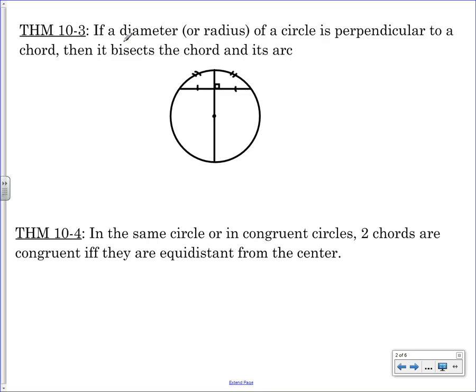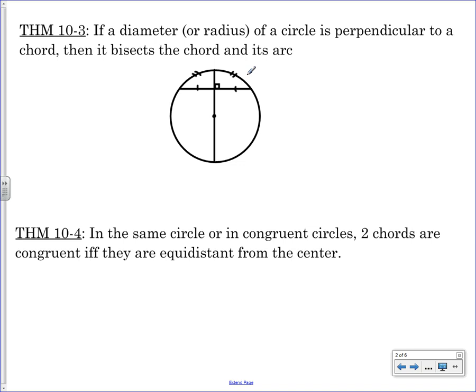Theorem 10-3, if a diameter or radius, because if you think about it, obviously this is a diameter, but if I were to extend the radius, it would be the diameter. So for this picture, either one, it doesn't matter. If a diameter of a circle is perpendicular to a chord, that's what we have here, then it bisects the chord and its arc. So it bisects this chord into two congruent pieces, and it bisects this arc into two congruent pieces.